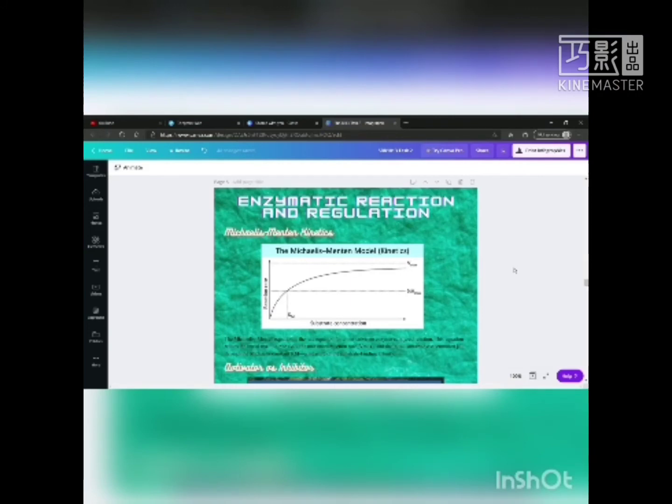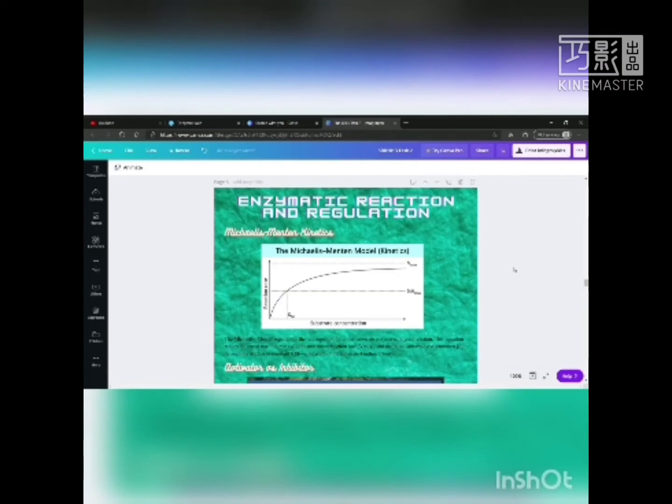Here we can find out the Km from half of the Vmax. Km is the Michaelis-Menten constant. With the Km, it can help us to identify the affinity of substrate to enzyme. Meanwhile, as the Km increases, the affinity decreases.